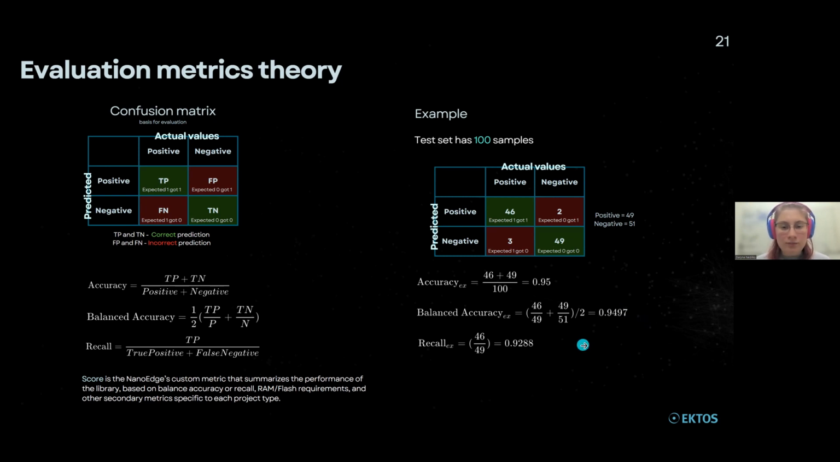And then we have recall. Recall is basically just true positives divided by true positives and false negatives. By that we mean all positive actual samples. Balanced accuracy is used in tasks such as anomaly detection and class classification, and recall is used in one class classification tasks.